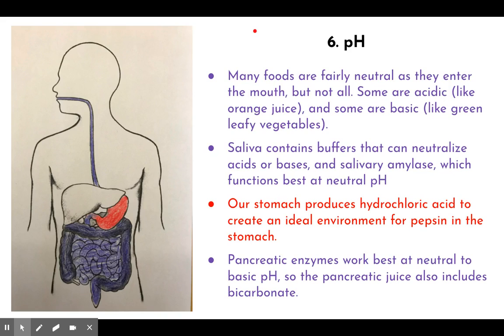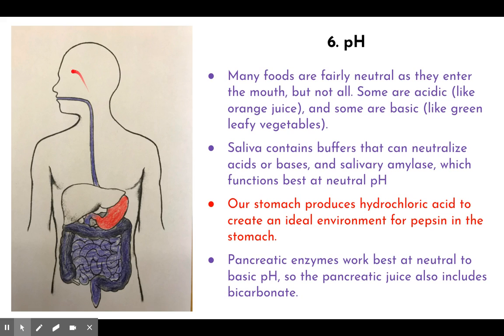In this video, we're going to look at the role that pH plays in the digestive system and how it interacts with enzymes in the digestive system. So in this part, you were asked to color the digestive tract according to pH, coloring in purple the areas that have a neutral pH and red that has an acidic pH.